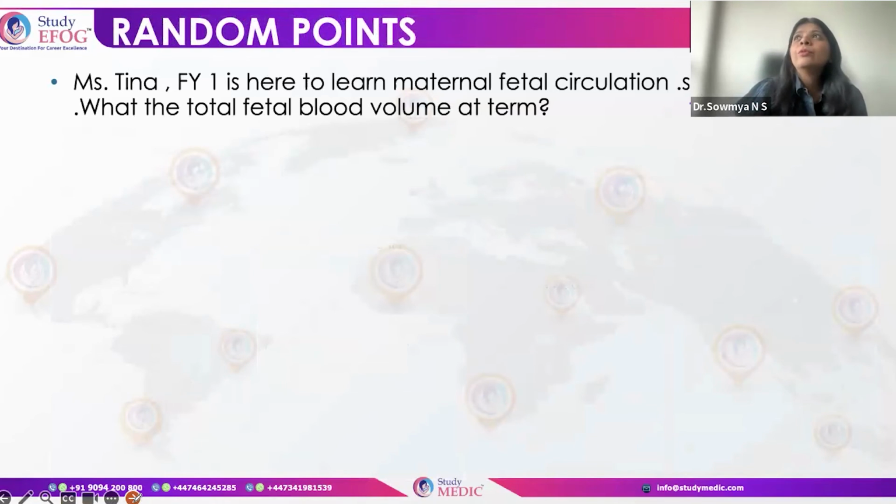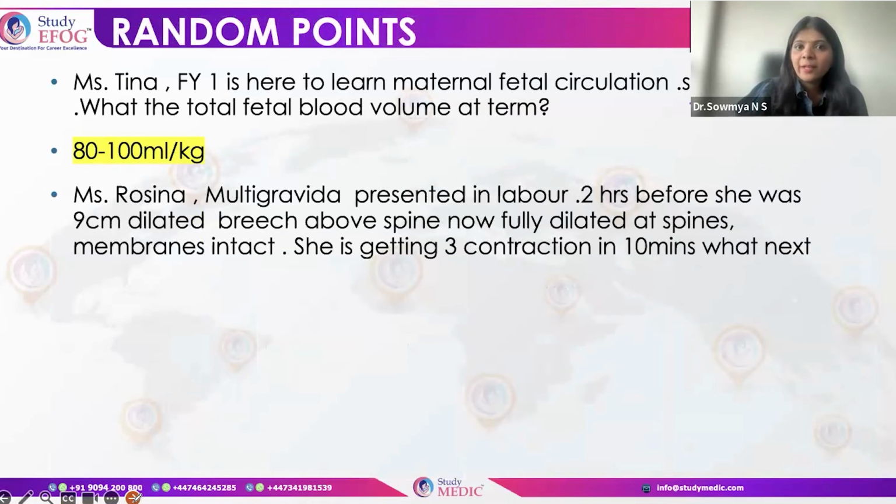Okay, a few factual words. Fetal blood volume at term is 80 to 100 ml per kg. And there is somebody, a multigravida, multiparous, who is 9 centimeters dilated, getting 3 contractions. Two hours before, she was 9 centimeters dilated. Generally, you reassess in an hour and see.